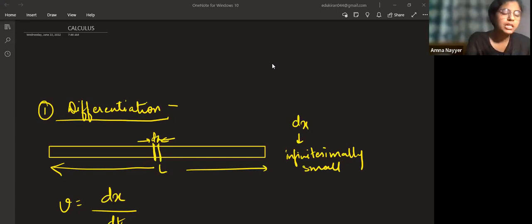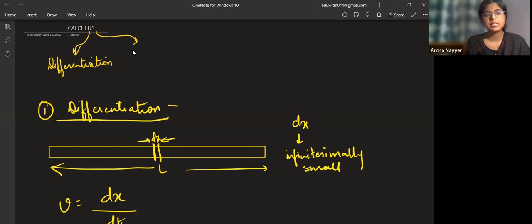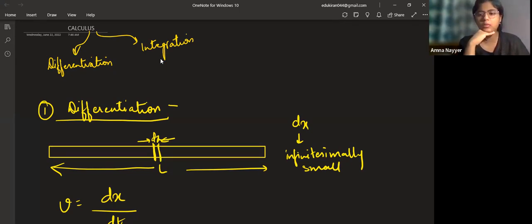All right. Now, in calculus, you have two functions basically, which you have to remember and learn. One of the functions is differentiation. Second one is integration. This will take a little time, and we'll devote time to it so that at least the basics are clear, and then we'll move on to motion in a straight line. I'll start with differentiation today. Integration we'll do later.